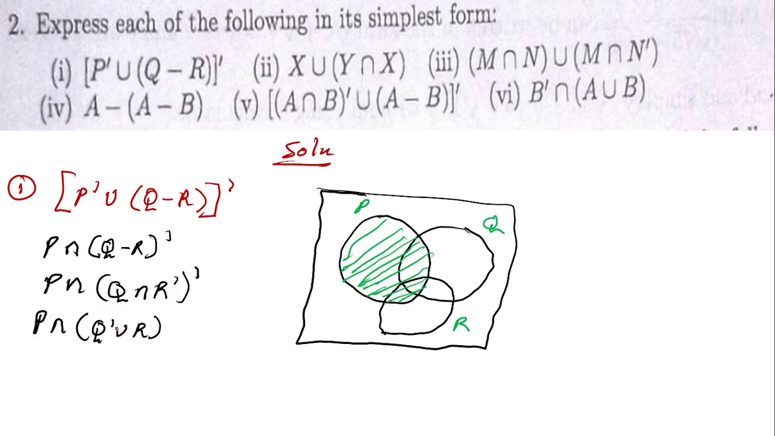Then we have Q complement union R. So Q complement is everything outside Q. So this is anything outside Q, like that. And then we are saying union R, so we are just going to add the R part. If you observe, there is no other way we can express this set apart from this way which we have already found.